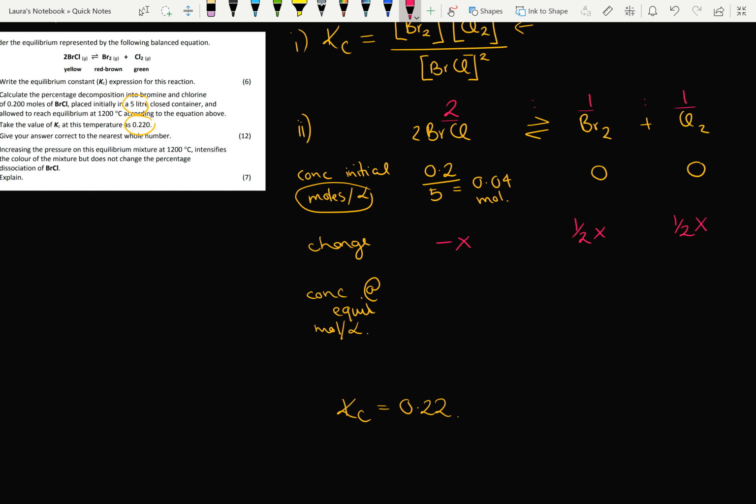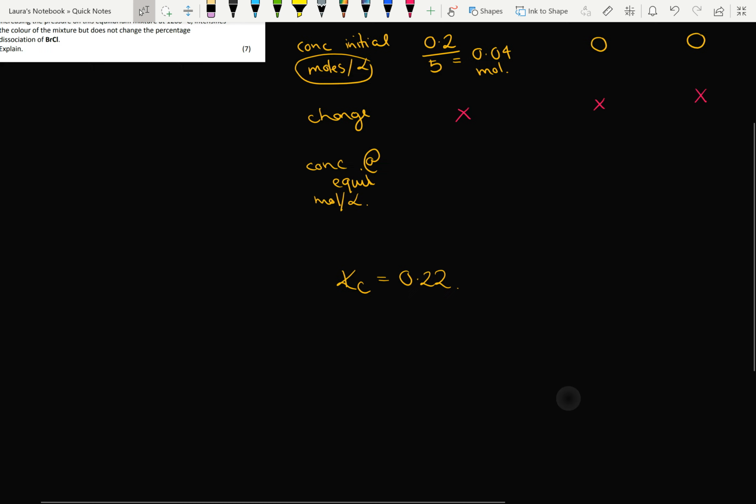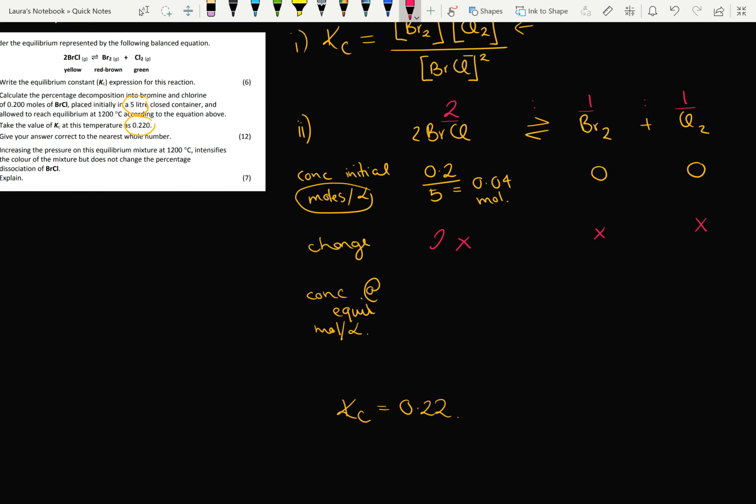Now, if you're happy to include those halves in the question, then that's absolutely fine. I think that's a little bit too complicated. So what I'm going to do is multiply everything by 2 and say, if I have 2x, that means I'm going to get x of my Br2 and x of my Cl2. And remember, the reactant is decomposing, so we put a minus there, and the products are being produced, so we're going to put a plus there. So that means that for every 2x moles of my BrCl that decomposes, I've got x moles of Br2 and x moles of Cl2.